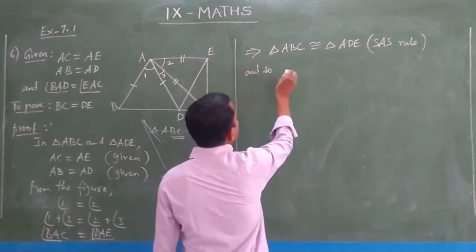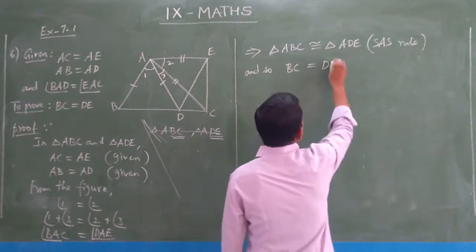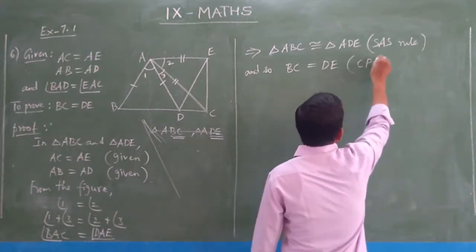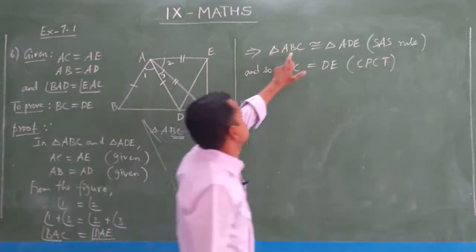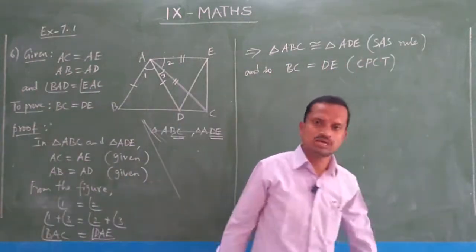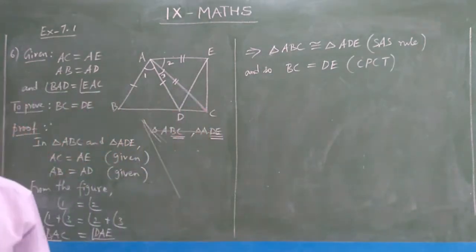And so BC equals DE by CPCT. BC is one of the sides from this triangle and DE is one of the sides from this triangle. Okay, so this is the way to prove it. That's all. We move to the next sum.